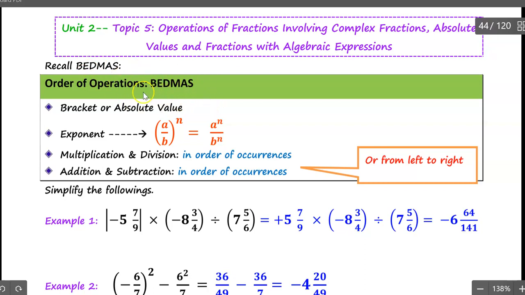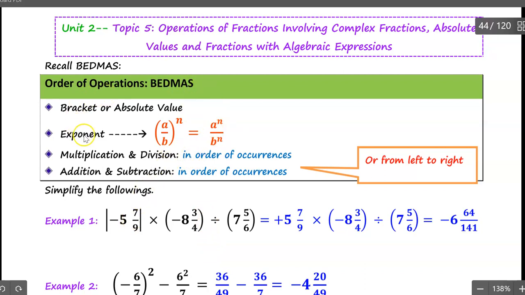So the first step is we work with the brackets or absolute values. In this case, I would like everyone to start looking at the absolute values first, okay? And then you can implement that with the BEDMAS rule. Absolute value basically means that if you have a negative value inside the absolute value, it turns into a positive. So you may want to do that before you apply the BEDMAS.